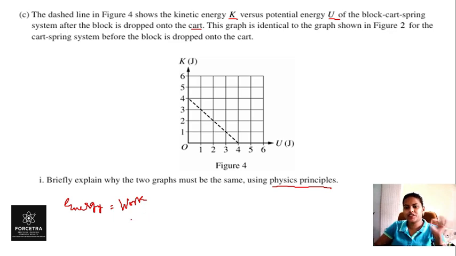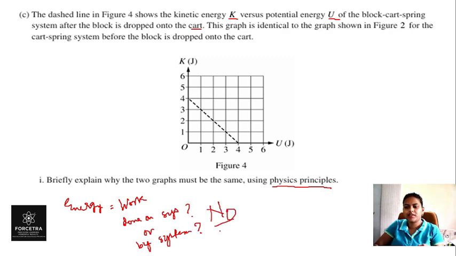So any work done on the system or done by the system, in this case, is any work done by the system or on the system? No, right? A mass is added, but that is not work done. So work done is what? Force into displacement. So no extra force is given to the system, nor have we taken any work from the system. So that's why this 4 value and this 4, the graph is the same.